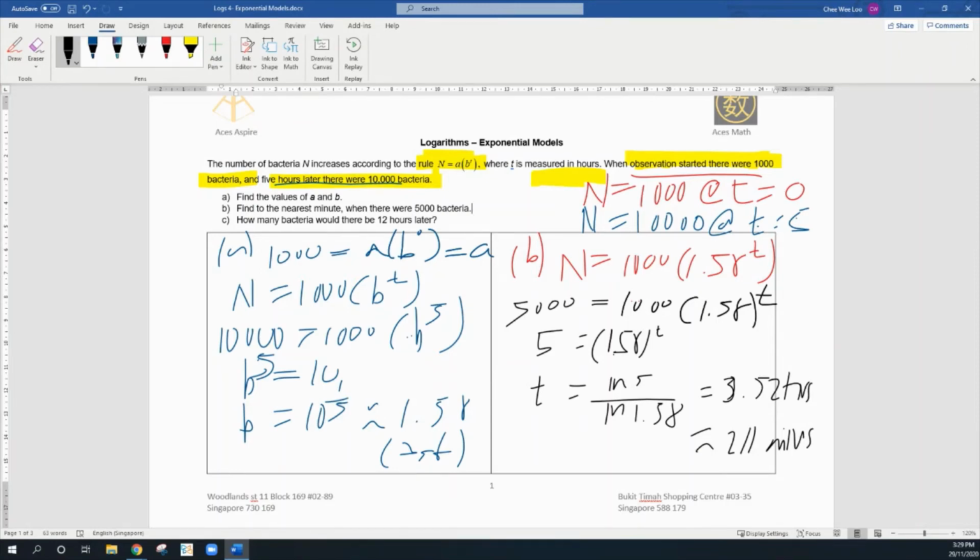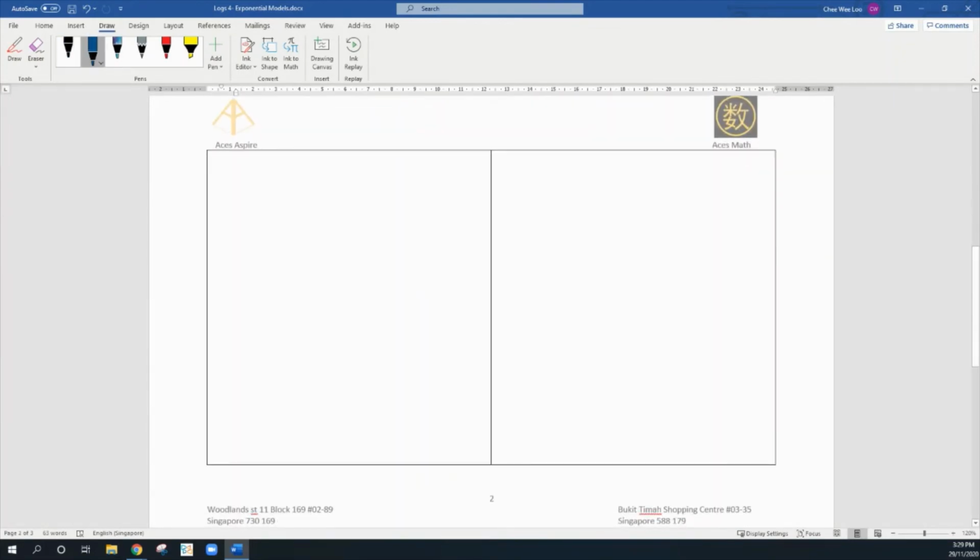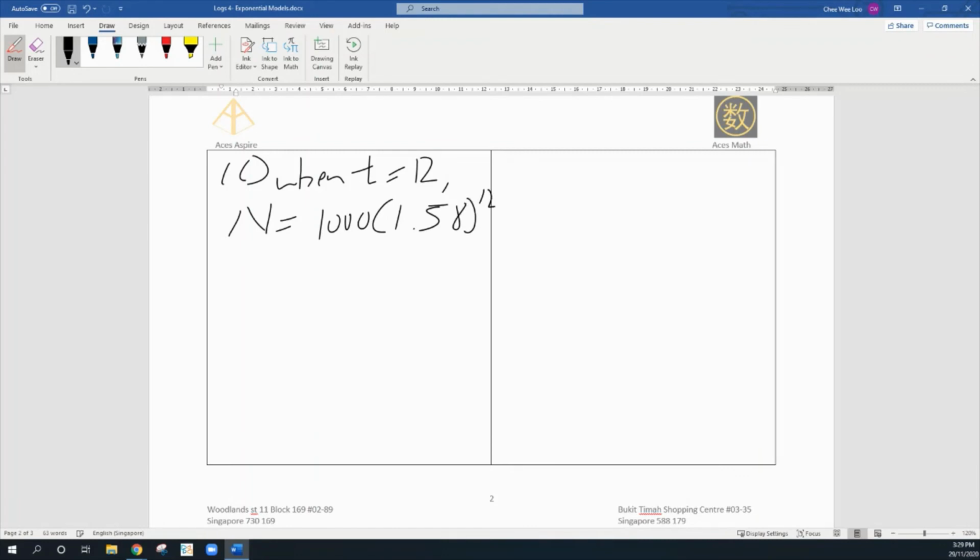So, for part C, it's a clear, simple substitution procedure again. What is the population of the bacteria when we are at 12 hours, and that is when t is equal to 12. So, it becomes a simple substitution again. When t is equal to 12, n is simply 1,000 times 1.58 to the power of 12, giving us a value of 242,000, and 2 in 3SF, we have this.